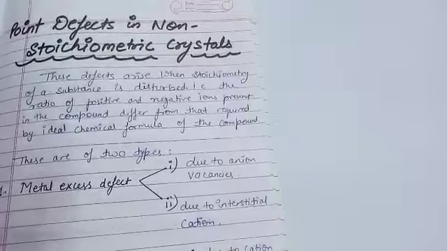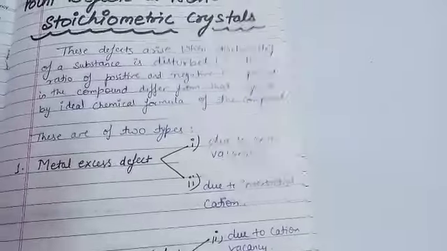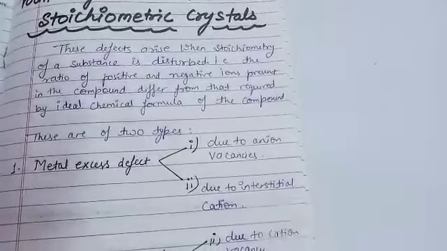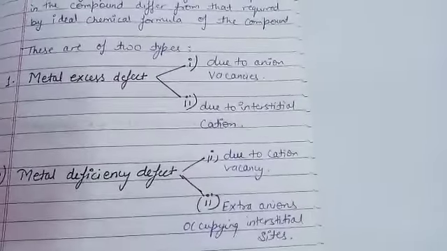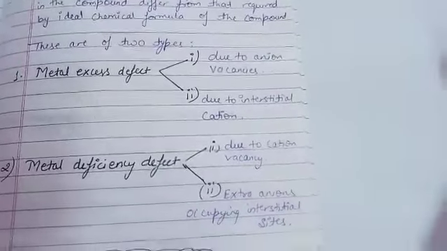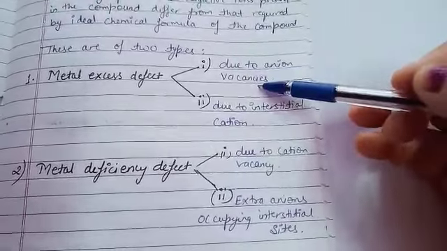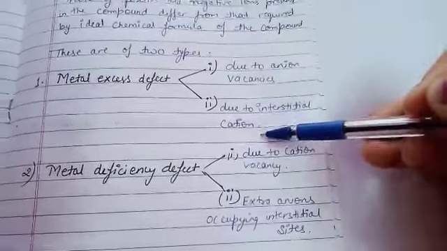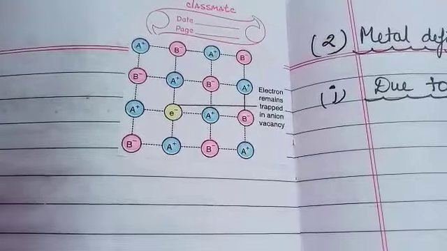Now these non-stoichiometric defects are again classified into two types: one is metal excess defect and another is metal deficiency defect. In the case of metal excess defect, one type is due to anion vacancy, and another is due to interstitial cation. I'll explain both topics in detail. First of all, metal excess defect due to anion vacancy.